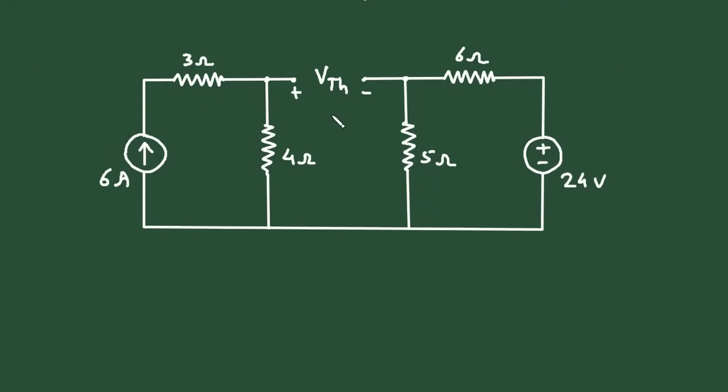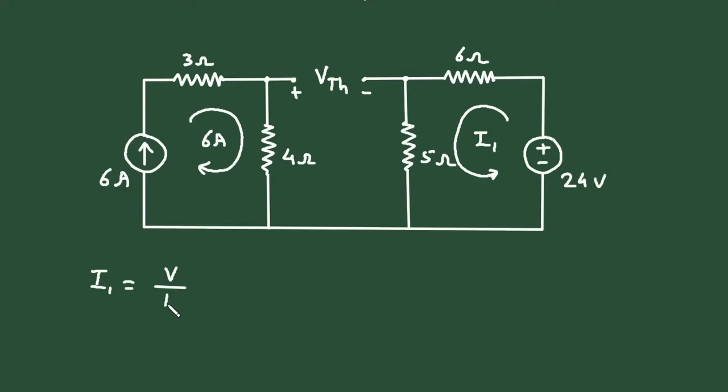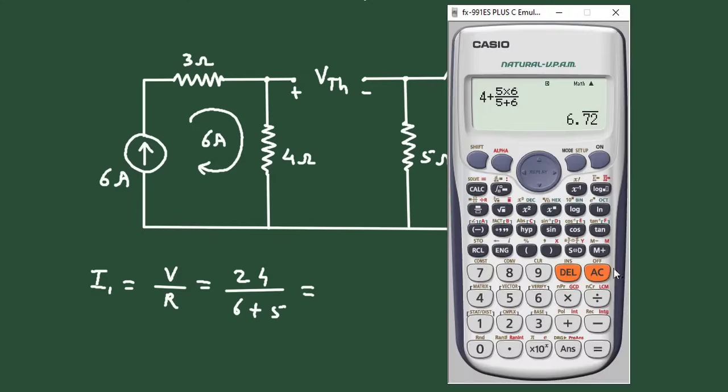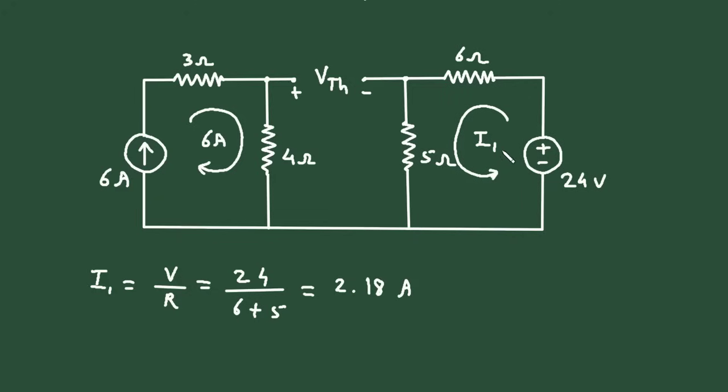Now, we have to find this VTH. So, first of all, the current through this is 6 ampere. Here we can see this current is 6 ampere, and here we have to find this current. Let's say this current is I1. Now, we will find the value of I1. So, I1 is equal to V by R, voltage divided by resistance. The value of voltage is 24 and the value of resistance is 6 plus 5. So, this will be 24 divided by 6 plus 5. So, it is 2.18 ampere, the value of I1.